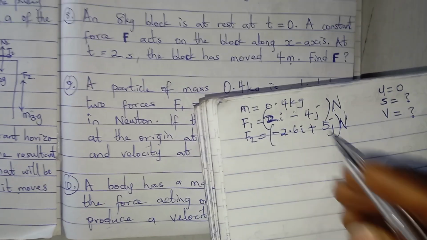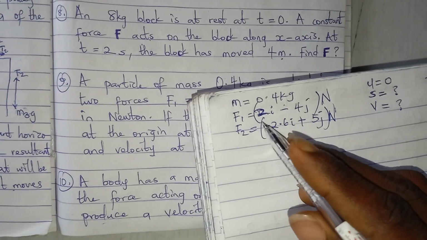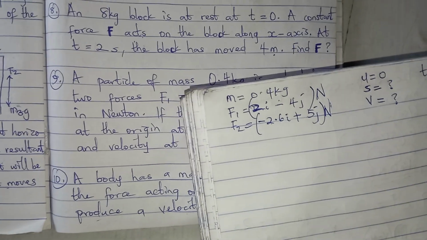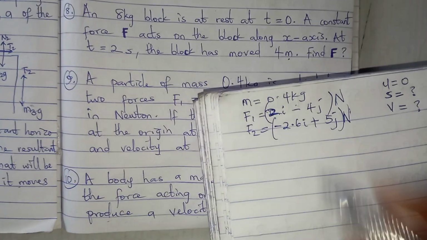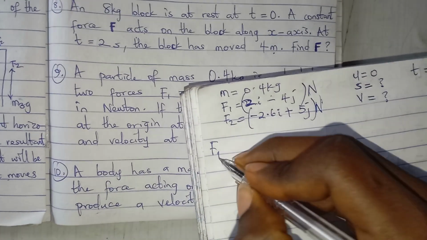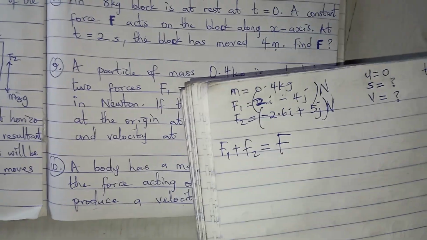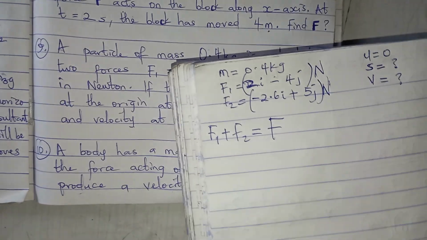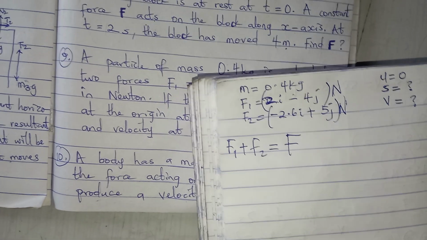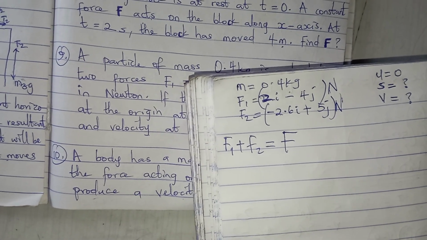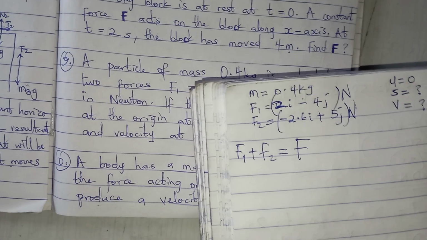This is going to be simply 2I, the first one, minus 2.6. That is the same thing as saying F1 plus F2 to get my total force. That is what I'm going to do. So I'll get force on the I axis and force on the J axis.